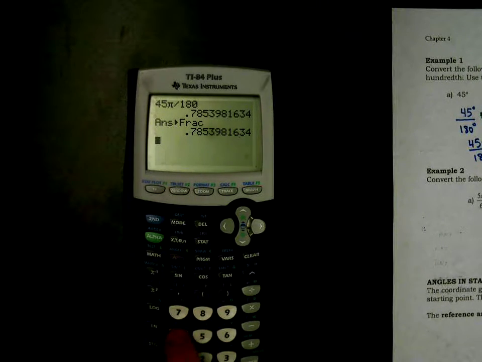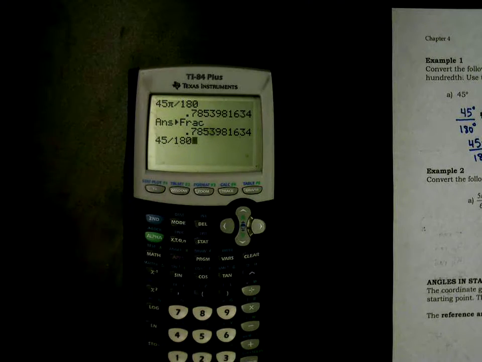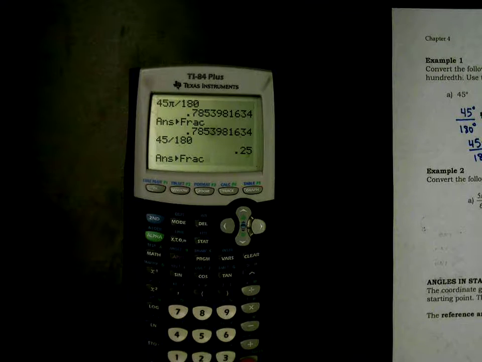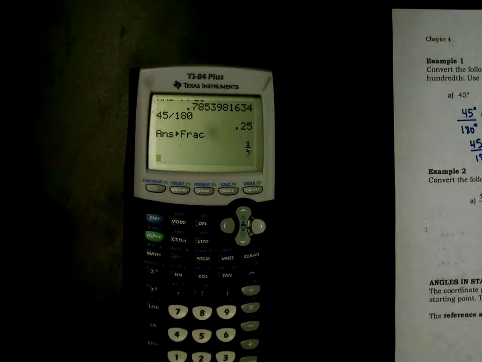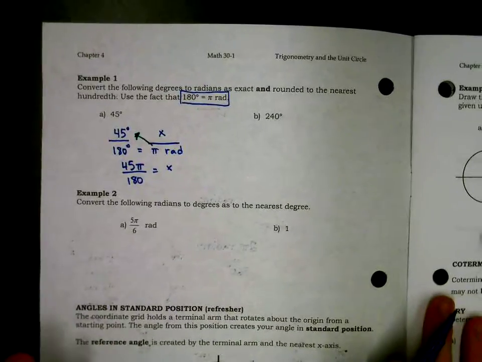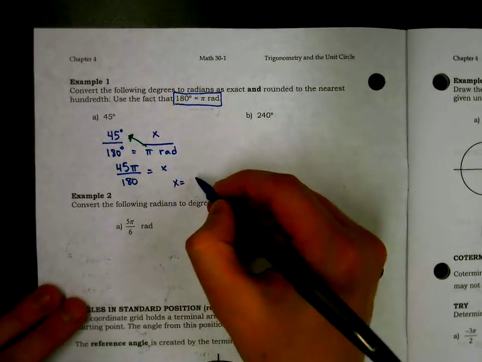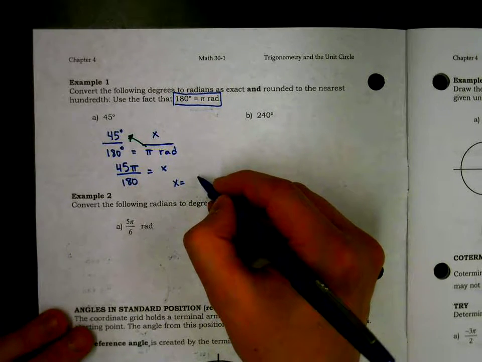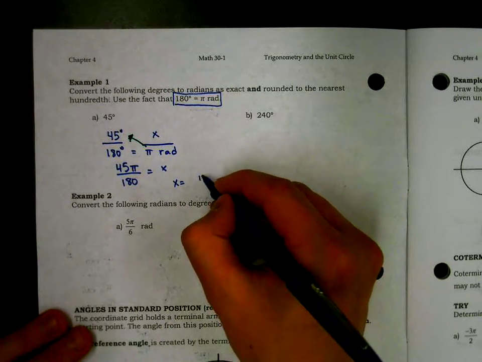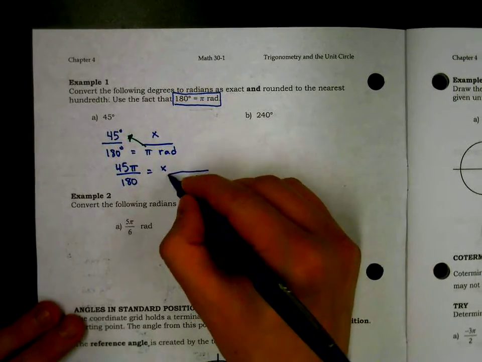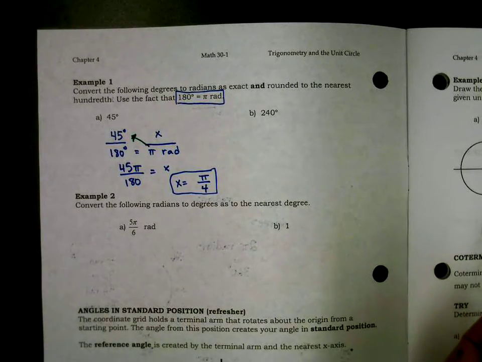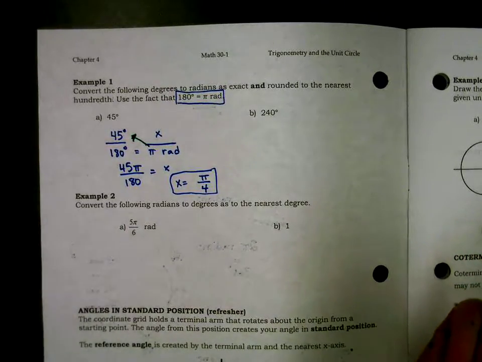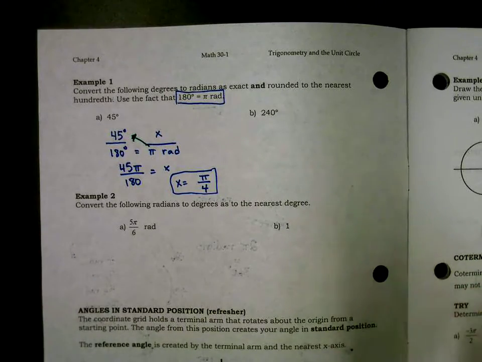So what you can do is forget about the pi for a moment and just type in the fraction without it, 45 over 180. Enter, math, answer back into a fraction, and you get 1 over 4. Put the pi back in, and there's your reduced fraction. So a final answer is saying not 45 over 180, but 1 over 4. And I'll put that pi over 4 back in. We actually knew that 45 degrees was pi over 4 from the previous page, but this sort of confirms it, an easy, maybe harder level question.